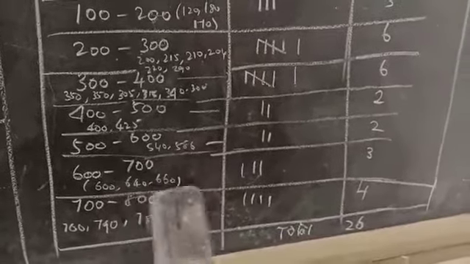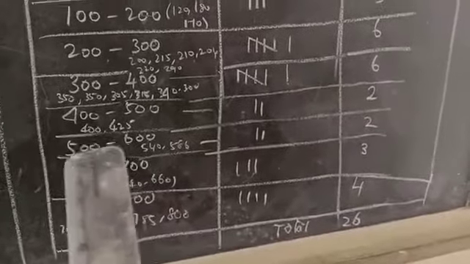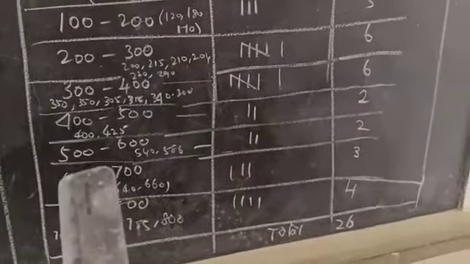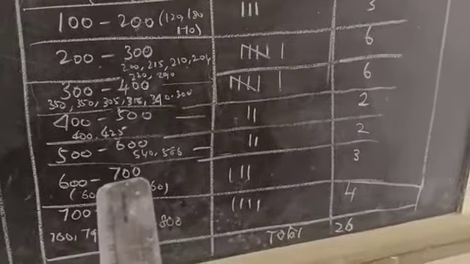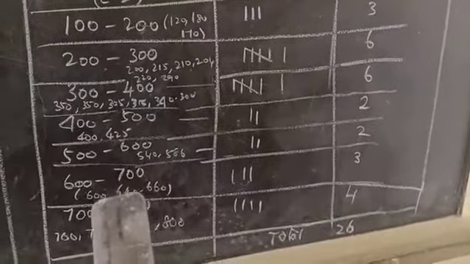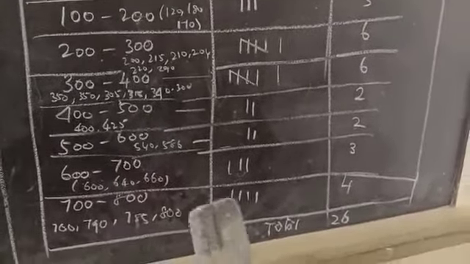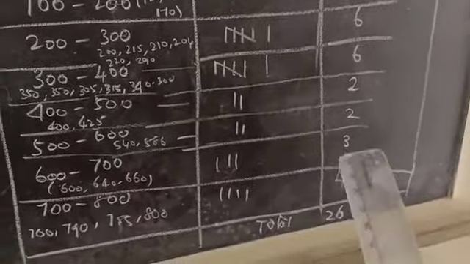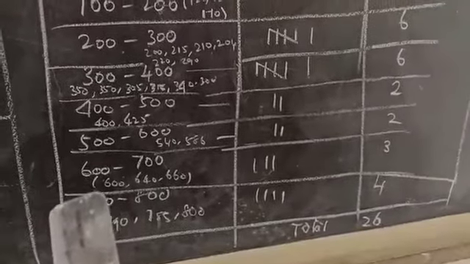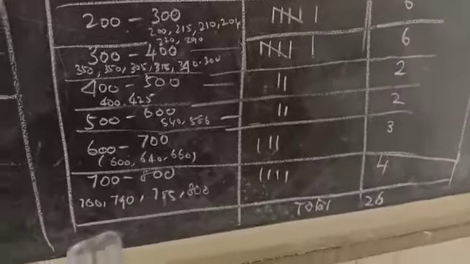Then 500 to 600: 540, 585, 500. In this class interval, 500 is included, but 600 is not taken. So there are 3 numbers. So 3. What are the numbers? 600, 640, 660.